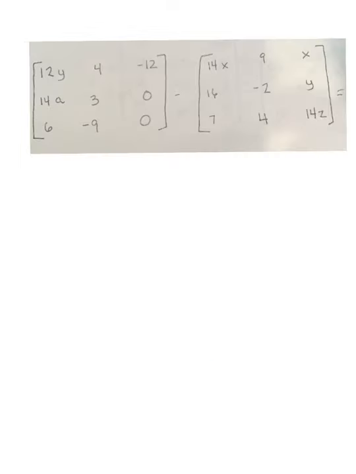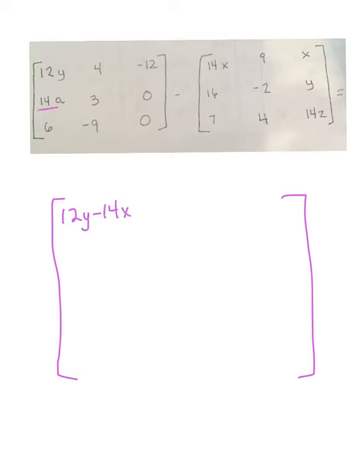Okay, last one. This is one of the more difficult ones where you're not going to be able to do some of them. So again, remember, just like with adding, you can't add different letters. Same thing goes with subtracting. So the first one, we have 12y minus 14x. You can't do it, so you just write 12y minus 14x. 14a minus 16, you can't do it. So you just write 14a minus, I'm going to lower this a little bit, so it looks like a matrix still, 14a minus 16.